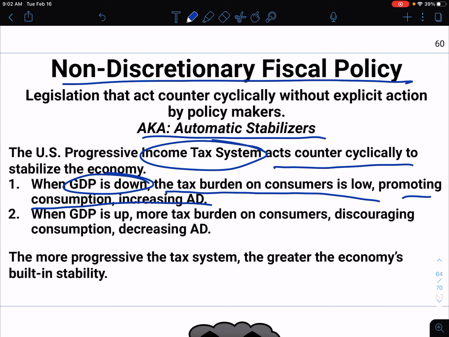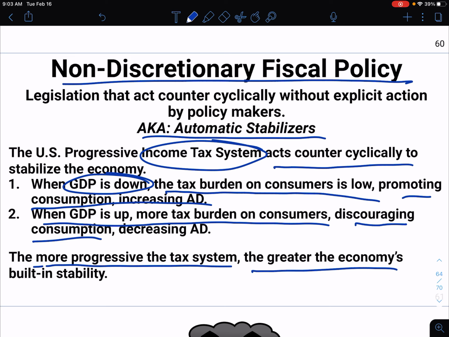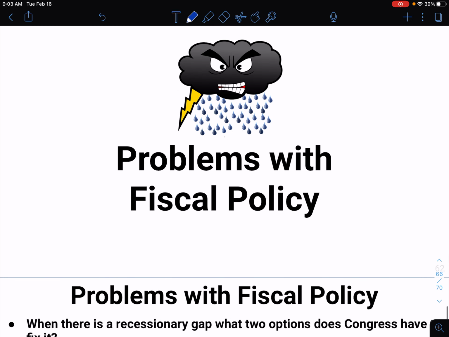Likewise, when GDP rises, the tax burden is larger, which tends to discourage consumption. And if we're worried about an inflationary gap, then that is what we want. Okay, so the more progressive the tax system, the greater the economy's built-in stability. Low taxes will tend to lead to more instability. Now, that's not to say that we shouldn't have low taxes, but that's, again, just a fact of mathematics.